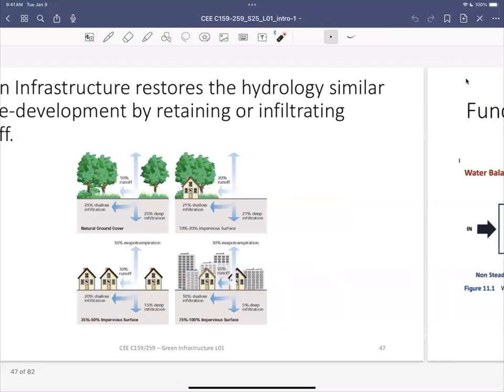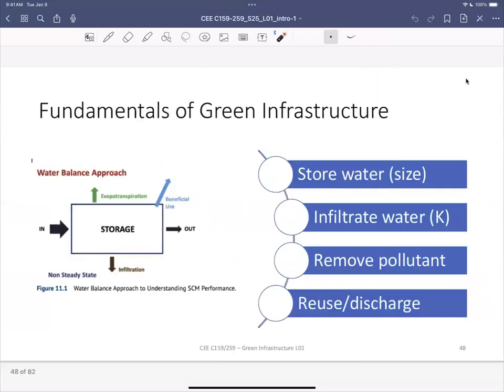So let's look at how they do that based on different aspects of it. Again, these are the four functions. First is store water. That means it's related to size. If the green infrastructure size is much bigger, it can retain more water and limit the intensity of flood. So the bigger the size of green infrastructure, the greater the benefit for water storage. For instance, in the case of a pond, the bigger the pond, the more water it can capture.